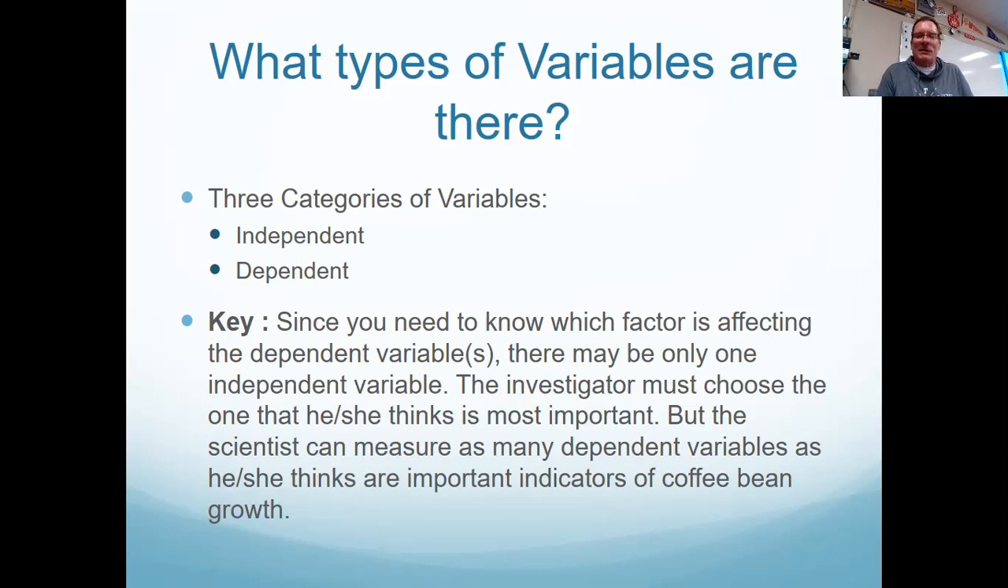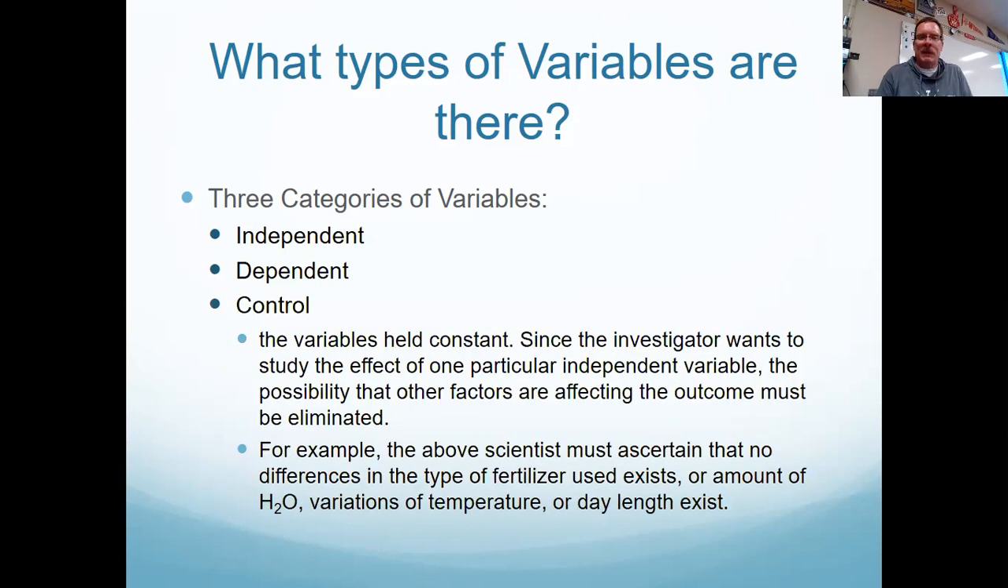Since you need to know which factors affect the dependent variable, and this is some of your background research, there may be only one independent variable. The investigator must choose the one that he or she thinks is the most important. But the scientist can measure as many dependent variables as he or she thinks are important. So you only have one independent variable, but in a coffee bean experiment, you could measure height, weight, but you could measure every dependent variable you want and look for changes. Okay.